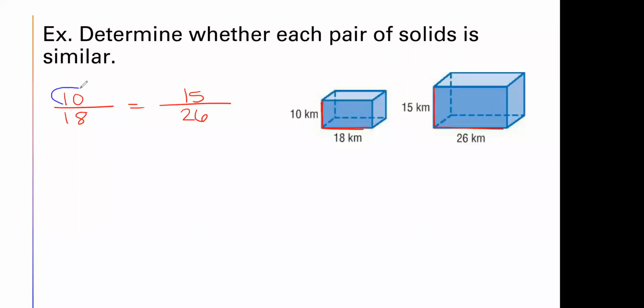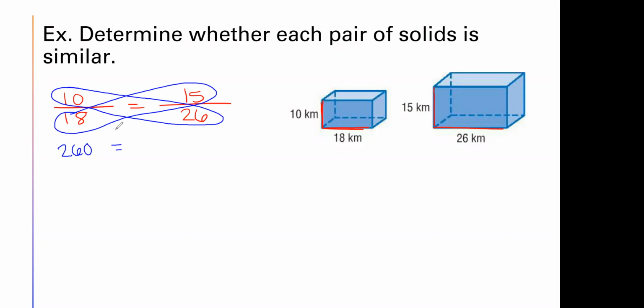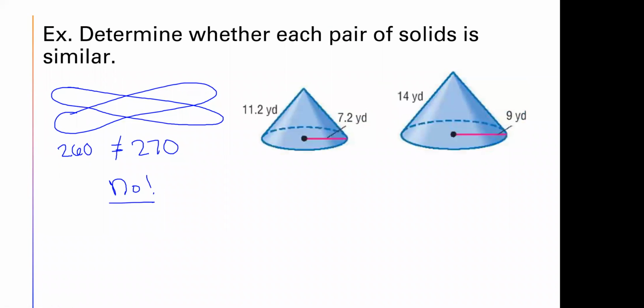If they are equal to each other, then they are proportional. So 10 times 26 is 260, and 18 times 15 is 270. Well, that is not equal, right? So no, these solids are not proportional to each other, and therefore they are not similar.